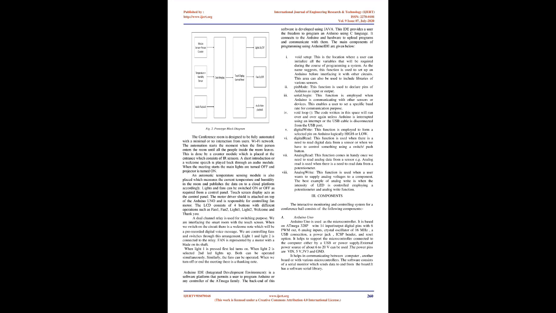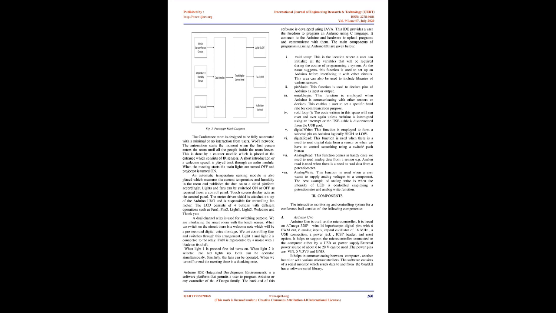Block diagram. The conference room is designed to be fully automated with minimal or no interaction from users. The automation starts the moment the first person enters the room until all the people inside the room leave. This is done by a counter module which is placed at the entrance which consists of IR sensors. A short introduction or a welcome speech is played back through an audio module. When the meeting starts the main lights are turned off and the projector is turned on.